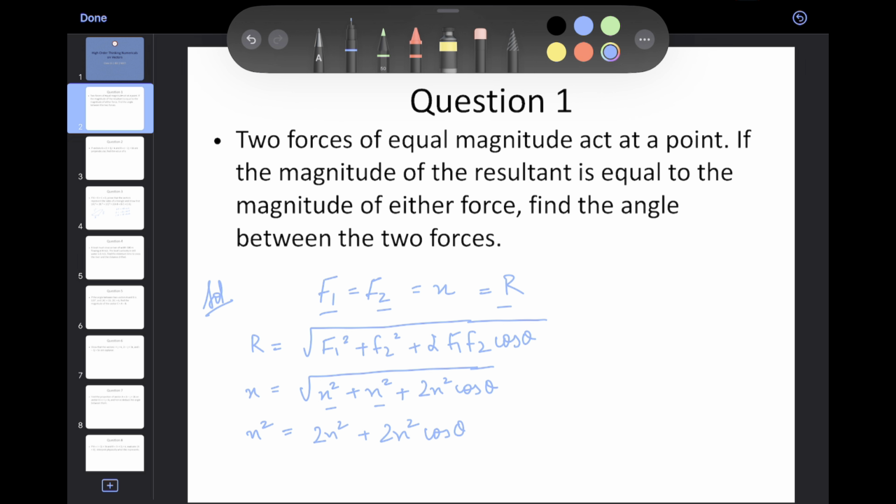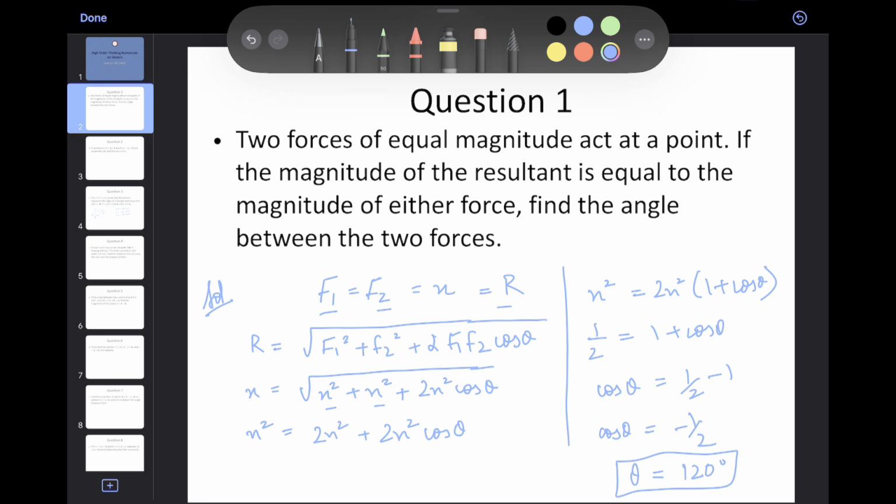Take 2x square to be common, and then it becomes 1 plus cos theta. If you take it here, it becomes 1 by 2 is equal to 1 plus cos theta. Take 1 to the other side, it becomes half minus 1, that is minus half. So cos theta is basically minus half, and that is 120 degree. So this is your answer, that is 120 degree.